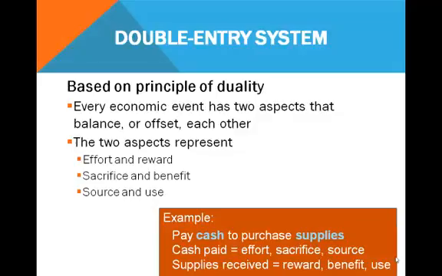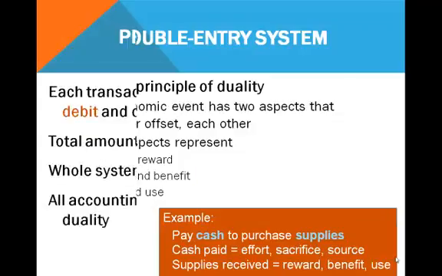The double entry system is the method of recording transactions in the accounts. It is based on the principle of duality. That is, every economic event has two aspects that balance each other. The aspects are things like effort and reward, sacrifice and benefit, or source and use. When cash is paid to purchase another asset, for example, the cash that we're paying out represents the effort, the sacrifice, or the source. The asset that we purchase, let's say we purchase supplies, so we're getting supplies, those supplies represent the reward, the benefit, or the use of that cash.